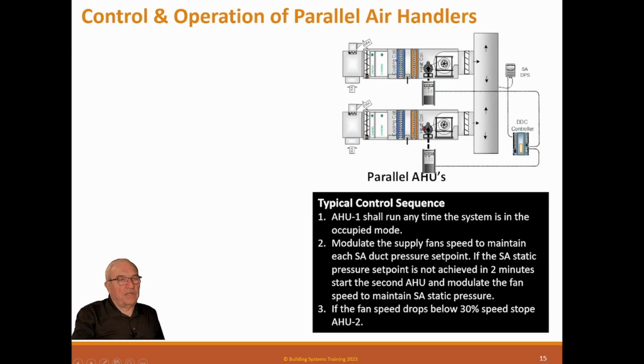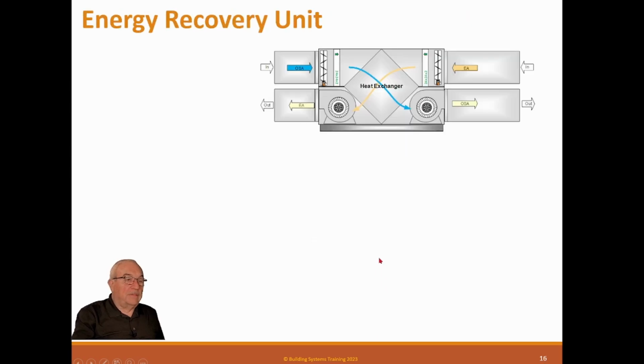So the typical sequence for these: the air handler should run anytime the system is in the occupied mode, modulate the supply fan speed to maintain each supply air duct pressure set point, but remember there's only going to be one. If the supply air static pressure set point is not achieved in 2 minutes, start the second air handler and modulate the fan speed to maintain the supply air pressure. If the fan speed drops below 30%, stop air handler 2. Okay, that's just a basic sequence.